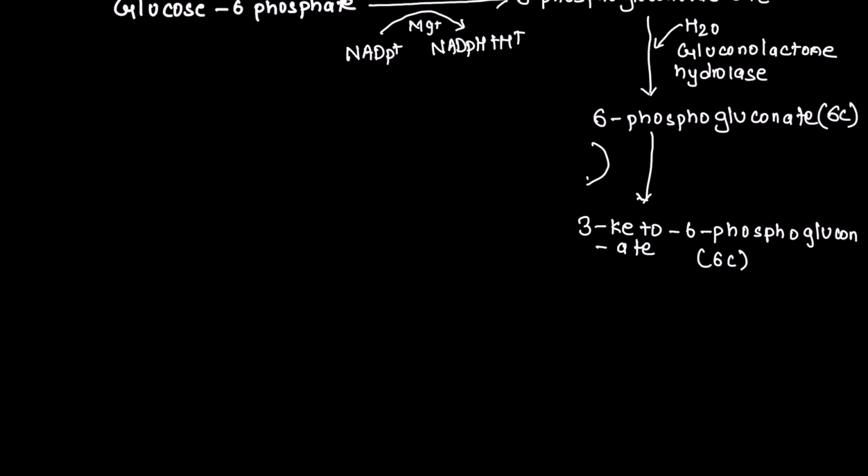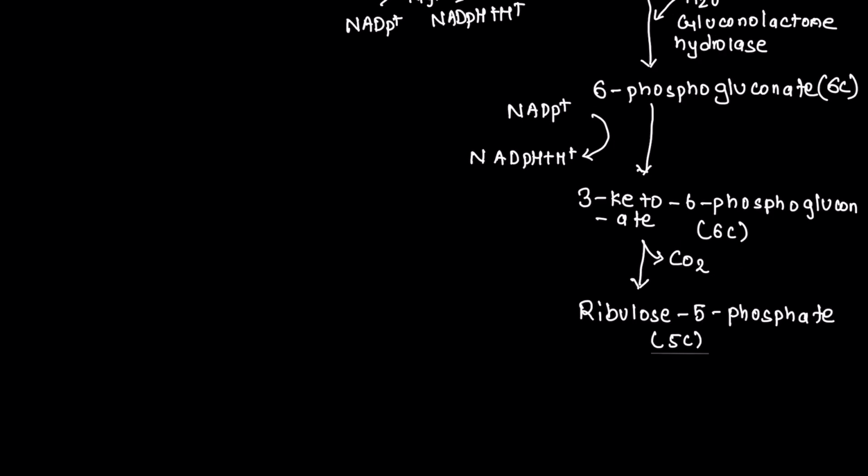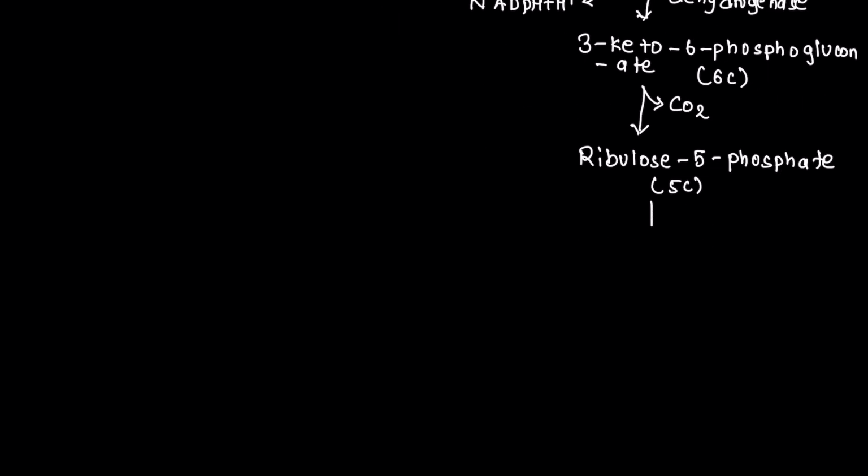In this step also there will be the formation of NADPH plus H+ from NADP+. By the removal of a carbon dioxide here, there will be the formation of ribulose 5-phosphate. Obviously this is a 5-carbon compound. This reaction from 6-phosphogluconate to ribulose 5-phosphate takes place in the presence of 6-phosphogluconate dehydrogenase, right?